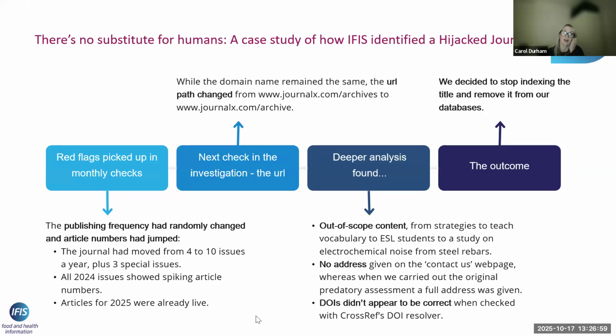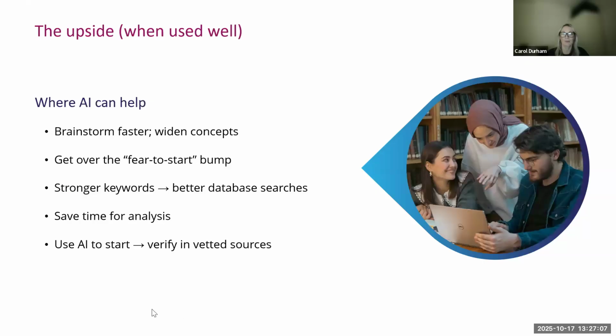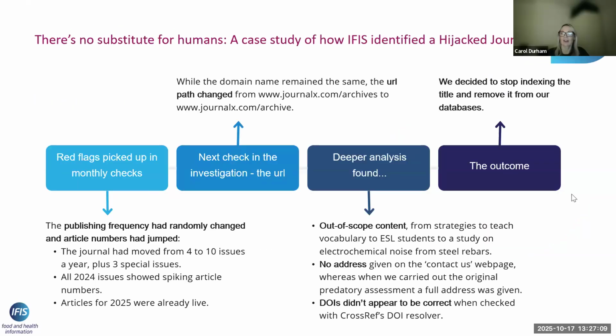So I mentioned how the IFIS scientists do screen and identify and exclude predatory journals, and how they check for fake information and ensure that only quality content is indexed in FSTA. But this isn't just a one-off process. We don't just do this at the very beginning when we have a submission for a journal to be included in FSTA. We actually continue to do it. So once it's been indexed, it's not forgotten about.